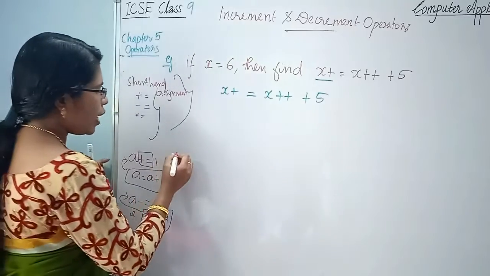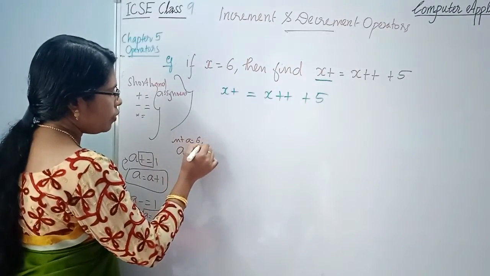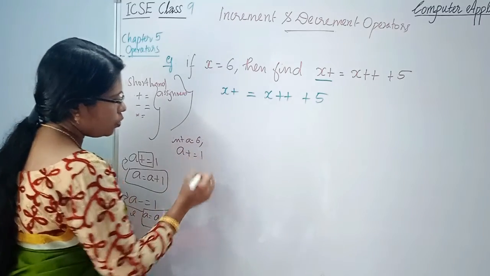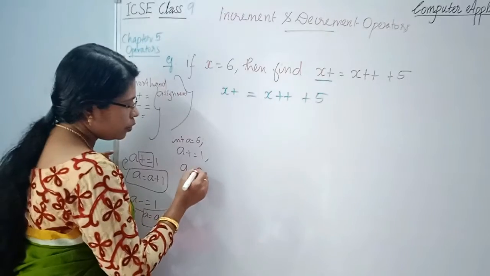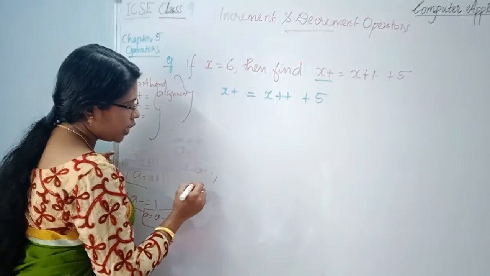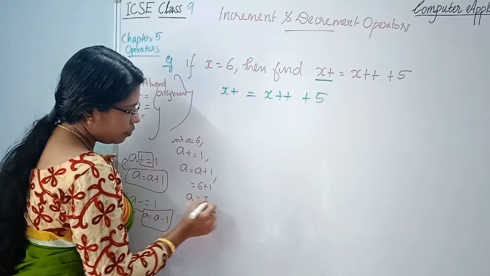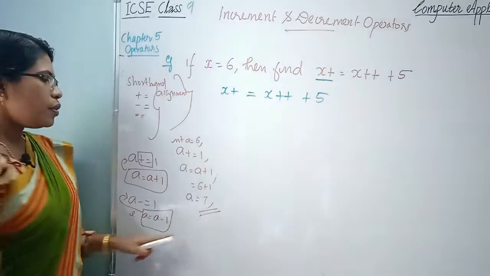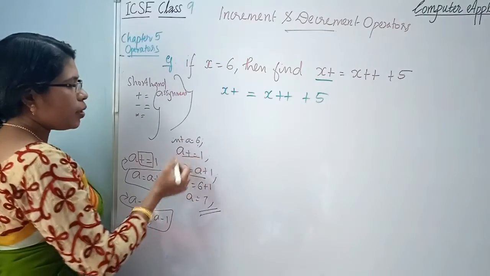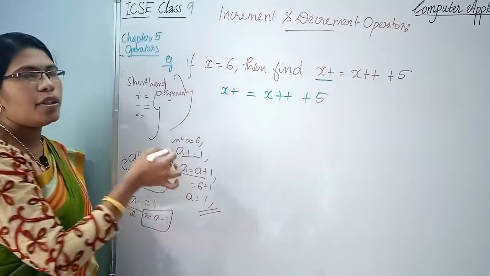So just imagine we have an integer a equal to 6 and we are using a plus equal to 1. What is the value of a? A equal to a plus 1. The value of a is 6, so 6 plus 1 equal to 7. The updated, final value of a equals 7. So this is the way you will write the shorthand assignment: a plus equal to 1 means a equal to a plus 1.